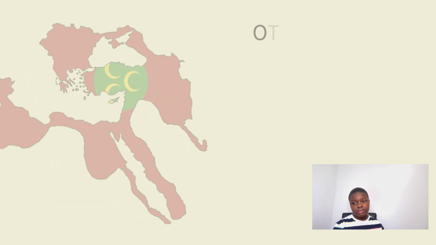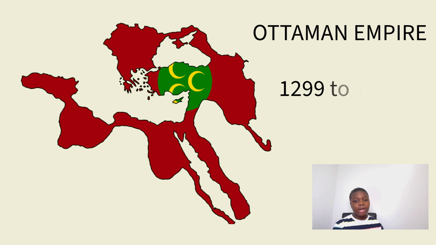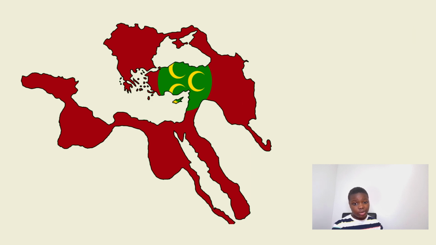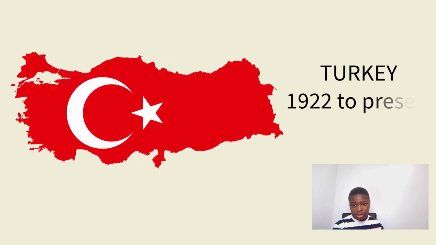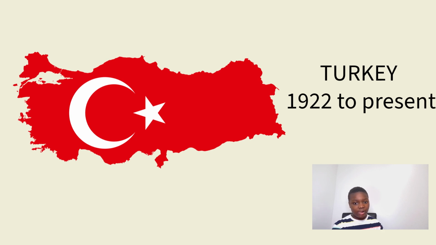Turkey. Ottoman Empire. The Ottoman Empire lasted even longer than the Qing Dynasty. Know why? The Ottoman Empire lasted from 1299 to 1922. And from 1922 to current is the current Turkey, which is a very long time.